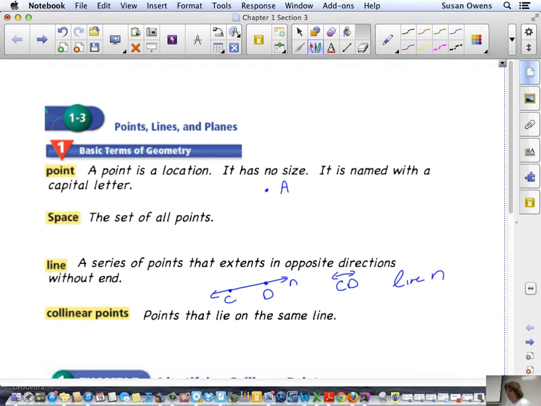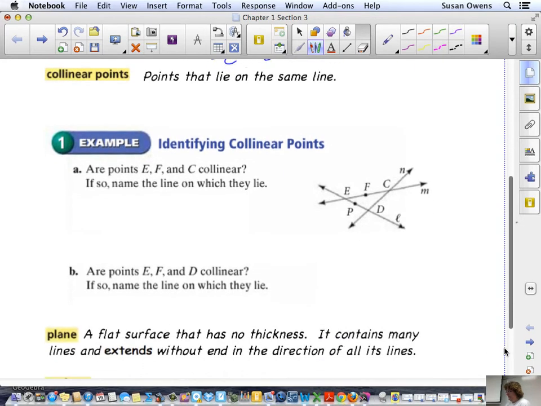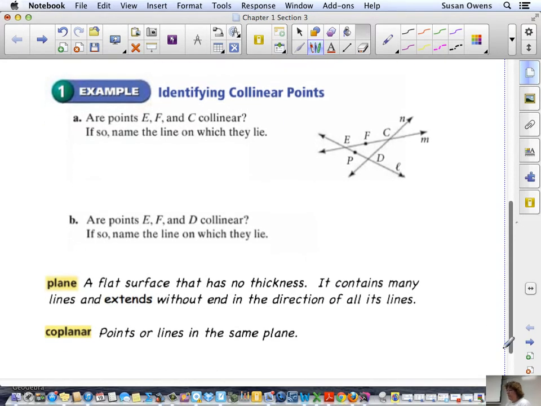So there are a couple ways that I can talk about lines. Collinear points, as I said in the last video, are points that lie on the same line. For example, are points E, F, and C collinear? When I look at them, I can see that they are all on this line, which is line M. So yes, they are collinear, and they lie on line M. If I wanted, I could also call it line EF or FC.